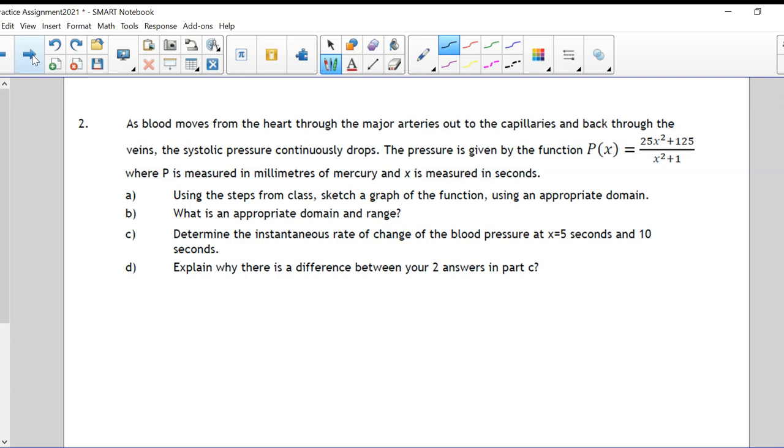I'm going to leave out C and D, right? What I'm more interested in right now is to see if we could come up with a reasonable sketch of this function. That's what I'd like us to focus on.